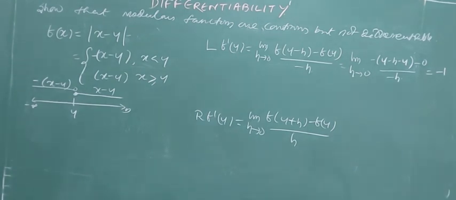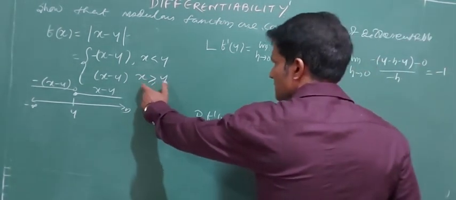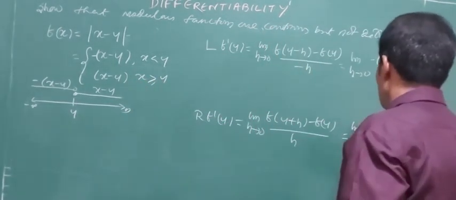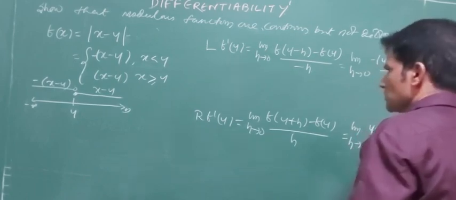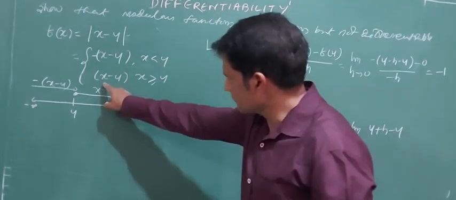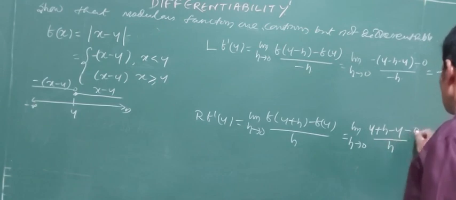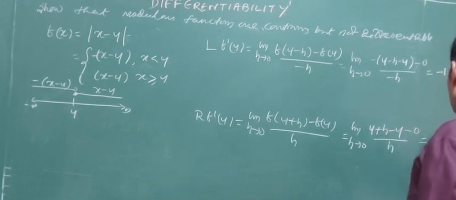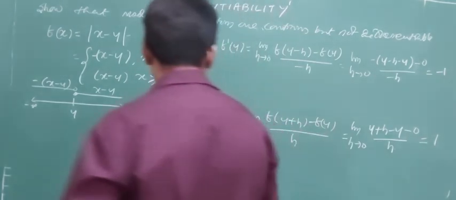Okay, let's calculate this one. 4 plus h means this value. Limit h tends to 0, 4 plus h minus 4. Replace it here, minus f of 4. Again replace it here, 4 minus 4 is 0. By h, cancel out h by h, 1. They are not equal. L dash 4 is not equal to R dash 4. Hence it is not differentiable.